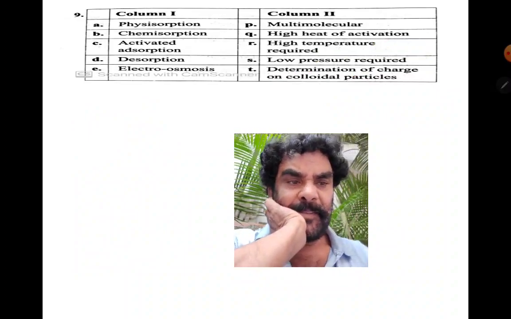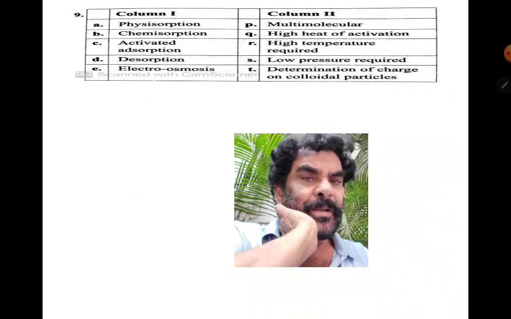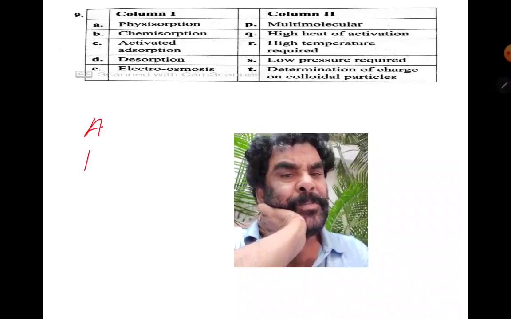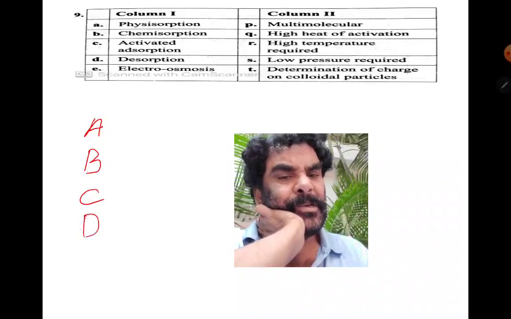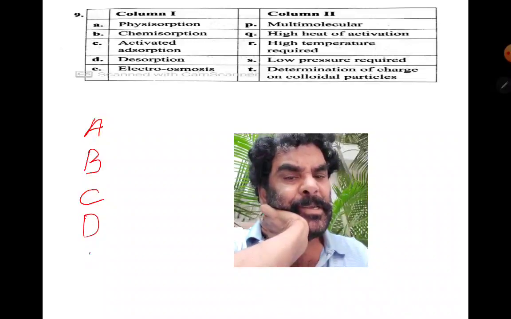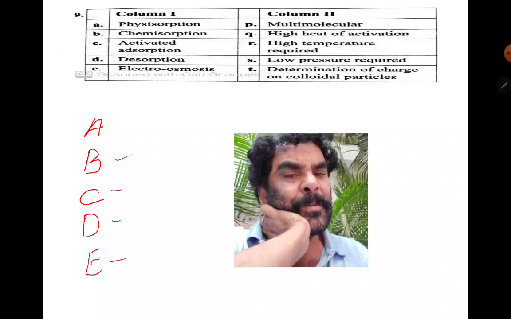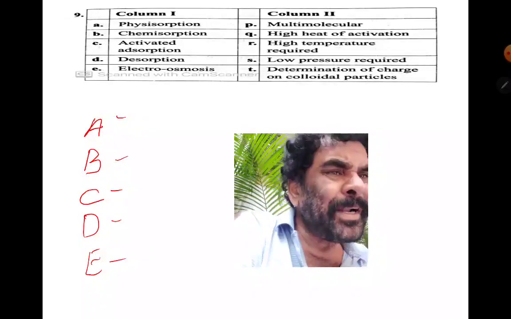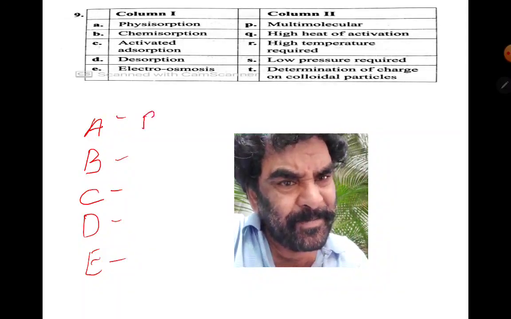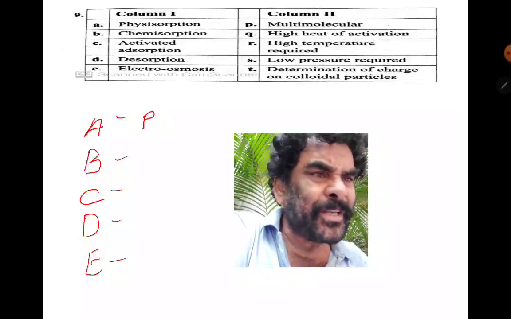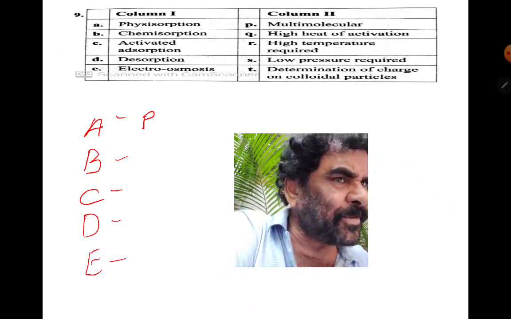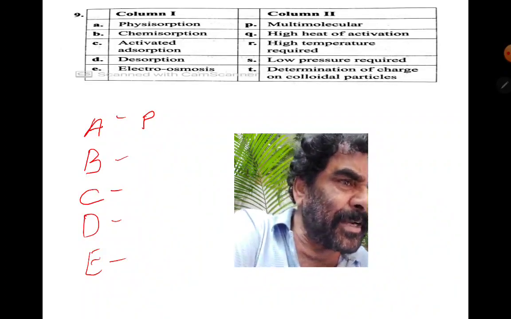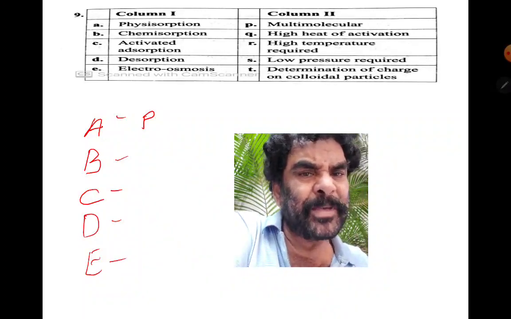Now, you see, the physisorption option. So A, B, C, D and E. Let me write the capital letters. Physisorption is a multimolecular phenomenon, correct? Let us see. High heat of activation, no, it is low heat of activation. High temperature is required, no, low temperature is required. Low pressure required, no, high pressure is required. And determination of the charge is not relevant. Only P is correct.